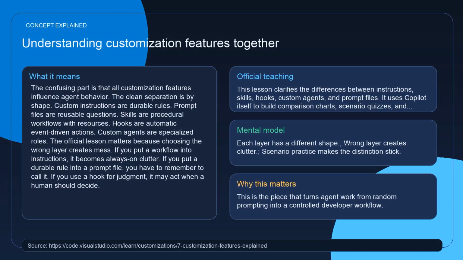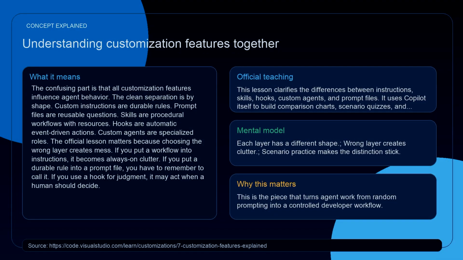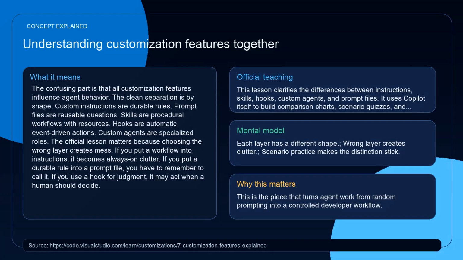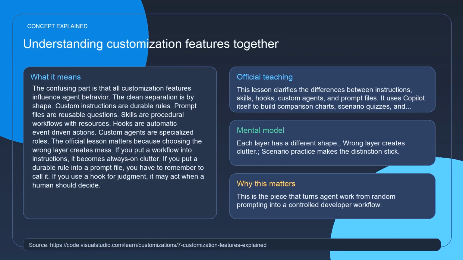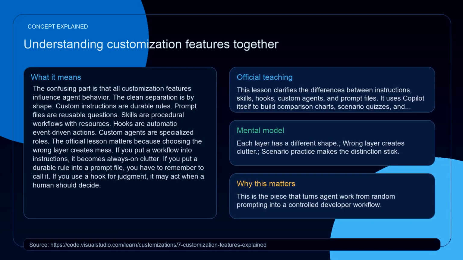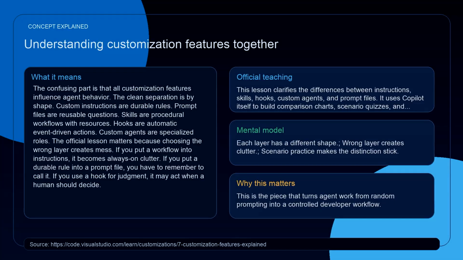Custom instructions are durable rules. Prompt files are reusable questions. Skills are procedural workflows with resources. Hooks are automatic event-driven actions. Custom agents are specialized roles.